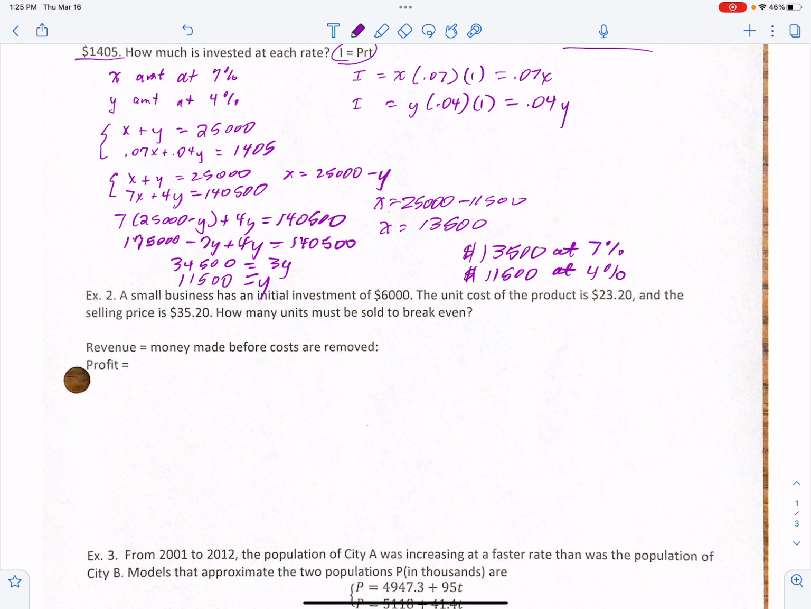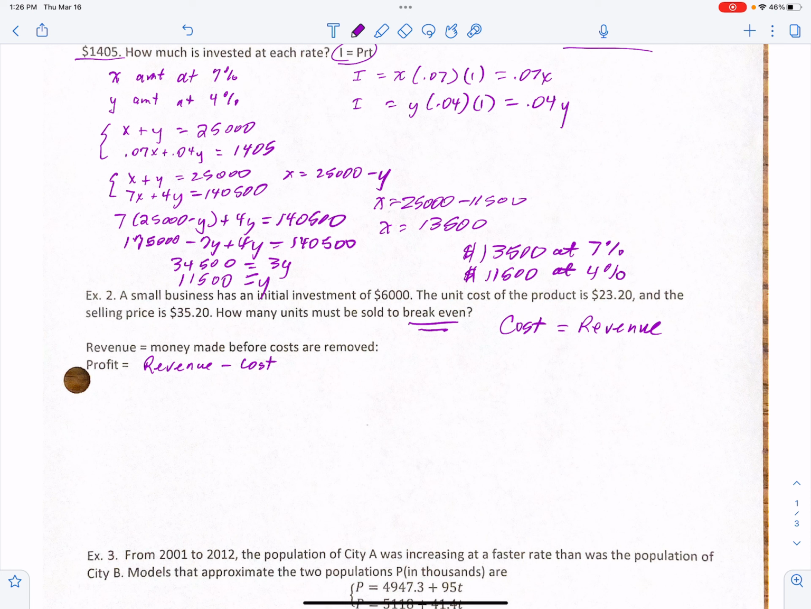So in example 2, we have a small business that has an initial investment of $6,000 and the unit cost of the product is $23.20, yet the selling price is $35.20. How many units must be sold to break even? And break even is when the cost equals the revenue. So what you're bringing in is the revenue, and the cost is what it takes to make everything. Profit here is also what you bring in, which is your revenue, minus your cost. Those are some things that are handy to know.